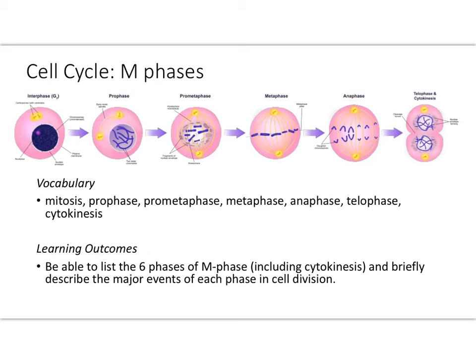This is the cell cycle M phase. So according to your textbook, there are 6 stages of the M phase. This figure is not from your textbook, but just shows them in a little more condensed form. Interphase is not part of M phase. And otherwise, if we count those up, that means we've got prophase, prometaphase, metaphase, anaphase, telophase, and cytokinesis for 6.